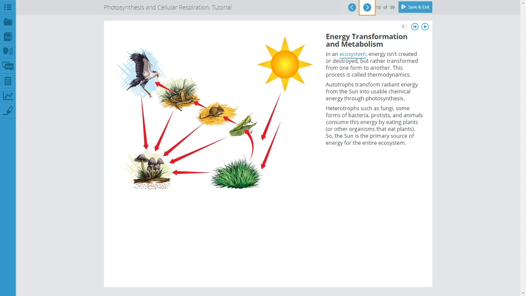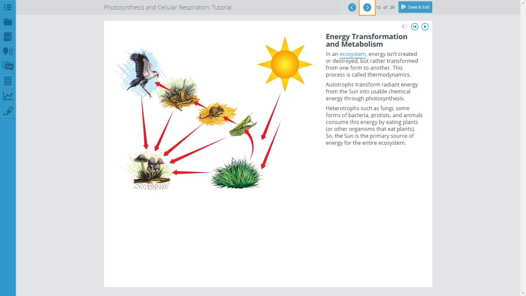Then the mouse eats the grasshopper. Same thing. Instead of all of the energy in the grasshopper that the grasshopper ate from this plant being used immediately, some of it's stored in various forms. Well, the mouse can eat the grasshopper and get that energy. Then the snake can eat the mouse and get its energy. Then the osprey can eat the snake and get its energy.